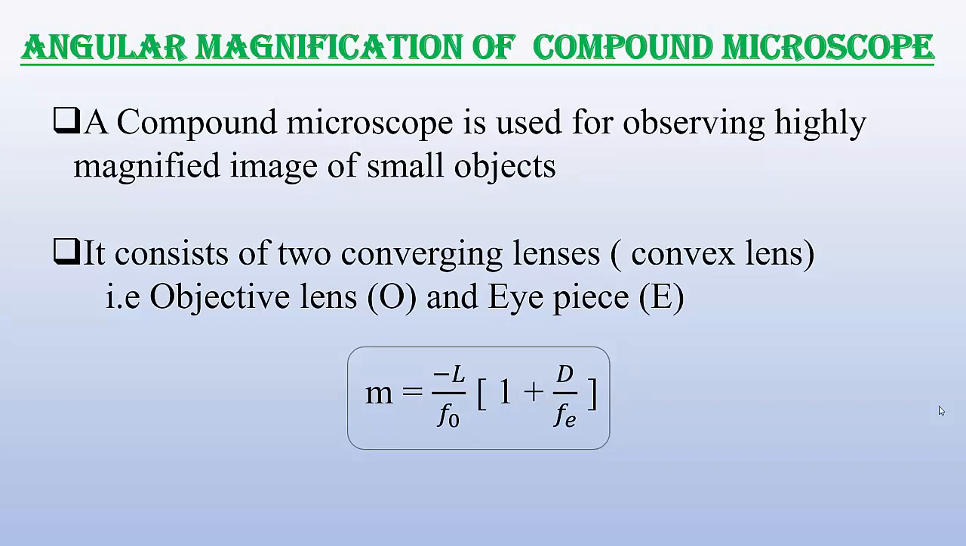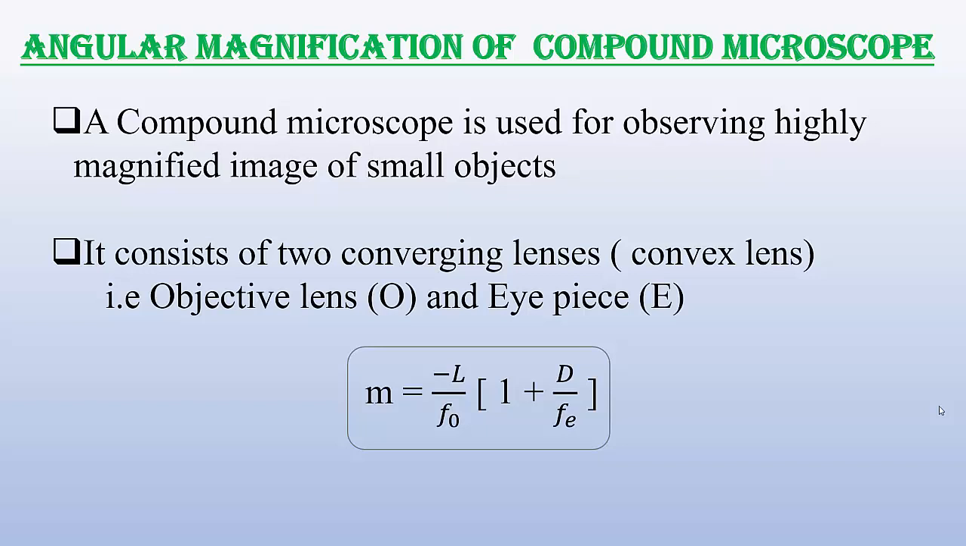So what is a compound microscope? Why do we have to prefer a compound microscope? See here, a compound microscope is used for observing a highly magnified image of a small object. Remember, simple microscope and compound microscope, these two instruments are used to observe small objects. But here the difference is, in simple microscope we studied two cases. In the first case the image is at the near point, in the second case the image is at infinity.